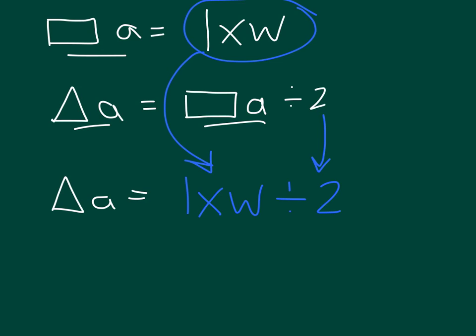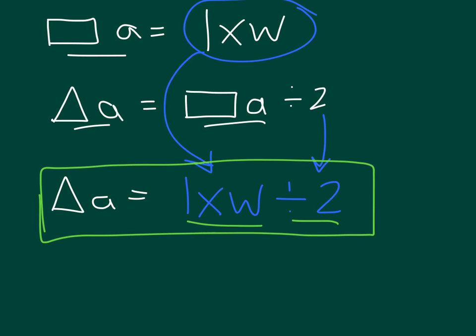So there are my 2 pieces. I'm going to use the area of a rectangle, which is length times width, and I'm going to remember that since it's a triangle, I need to divide by 2. So my formula for area of a triangle equals length times width, divided by 2. Now I can use that at any time with any triangle. Okay, good luck, guys.